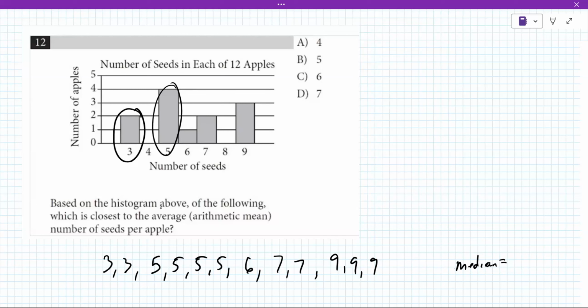5.5. So it is the average of the two middle numbers because there's 12 total right there. Very good. Awesome. Okay, we're going to go ahead and stop there for today. I'm going to go ahead and stop the recording.